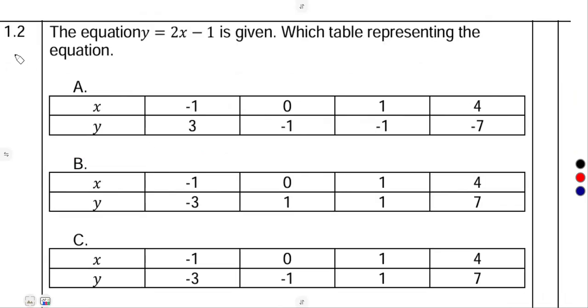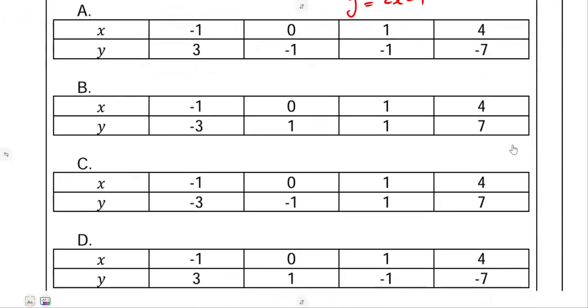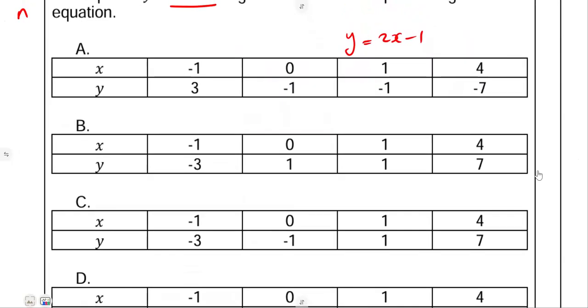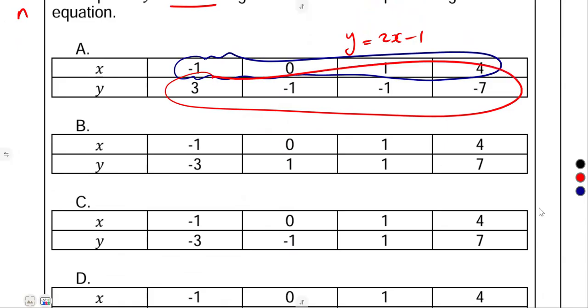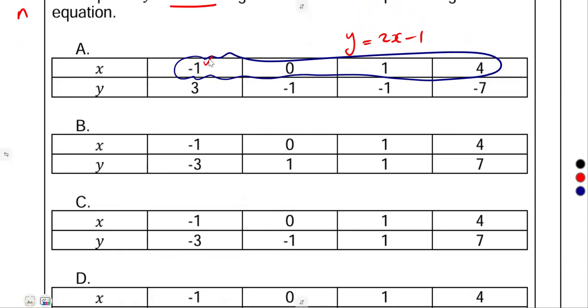All right, let's see 1.2. The equation y is equal to 2x minus 1 is given. Which table is representing this equation? We've got tables A up to D. It's simply substitution, guys, as we are given the input, our x values. Substitute these values and see if they correspond to the y values. When x is negative 1, you substitute in place of x, so y is equal to 2 into negative 1.